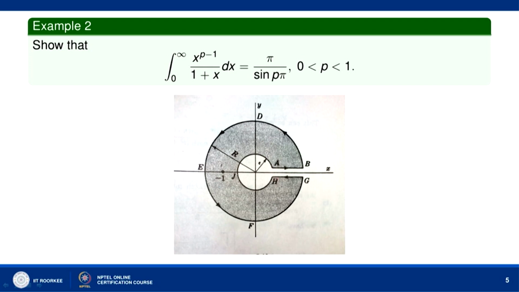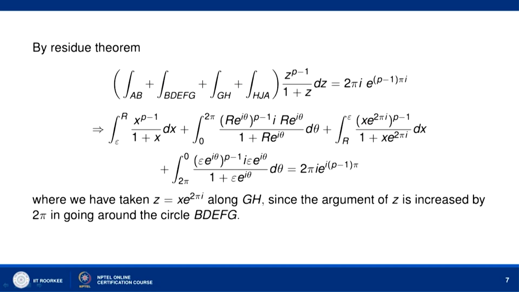So, x varies from R to epsilon, but while going from G to H we have taken one complete round about the origin, and therefore theta now changes by 2 pi, and so we will put z as x e to the power 2 pi i.